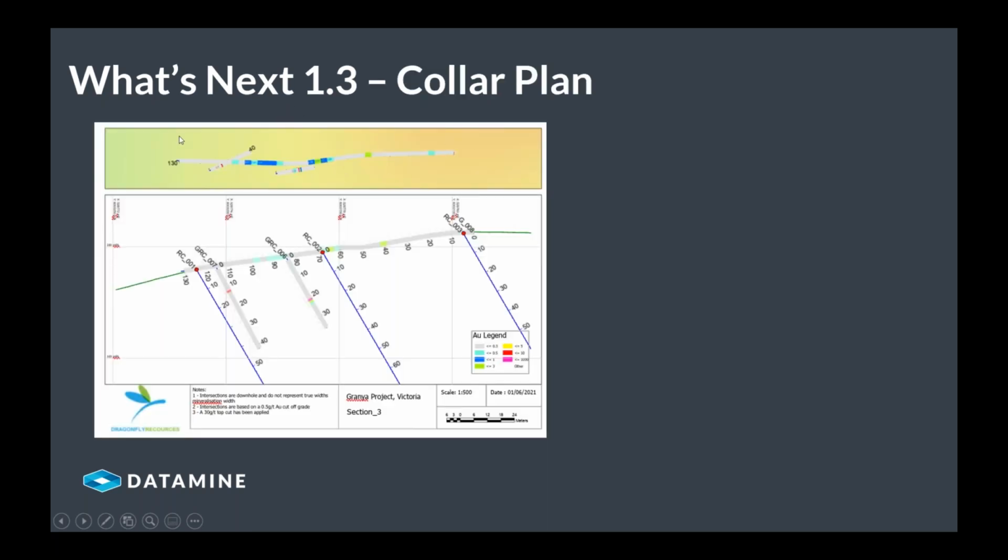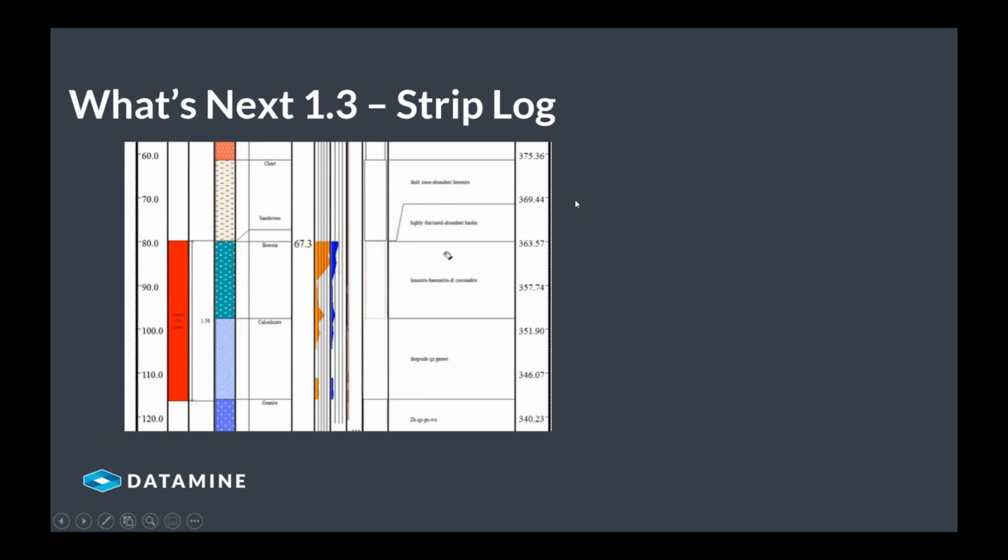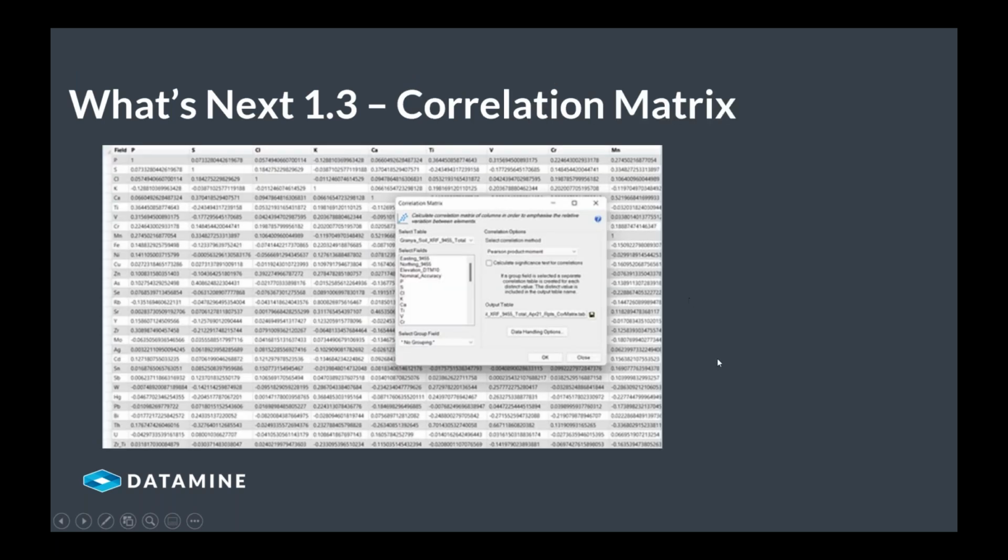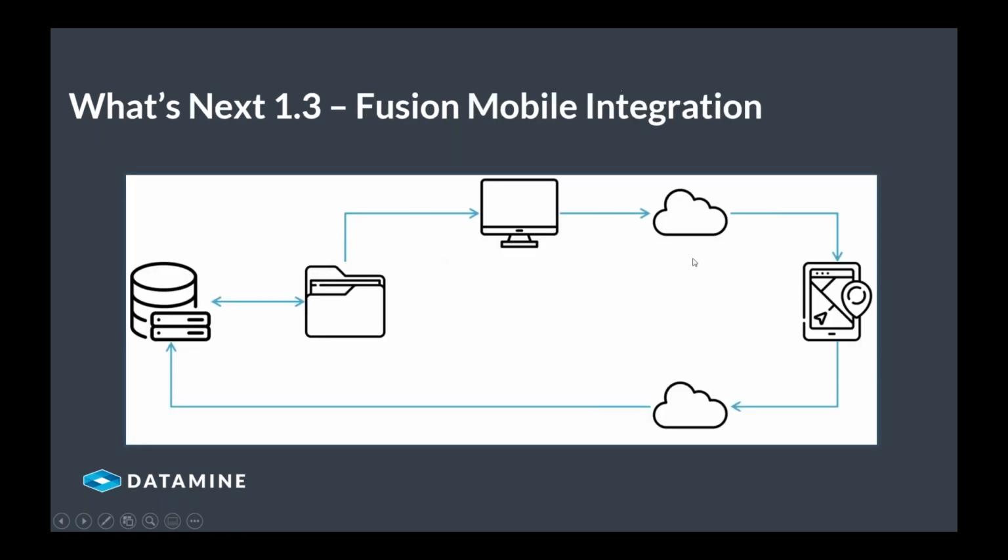Collar plan, everyone's asking for collar plan. You could do it manually now, but we're going to make it automated. That's already been done. Strip log and a correlation matrix. So if you're looking for Pearson or Spearman rank correlations with your geochemical data, you can do that using the correlation matrix. And that is it.